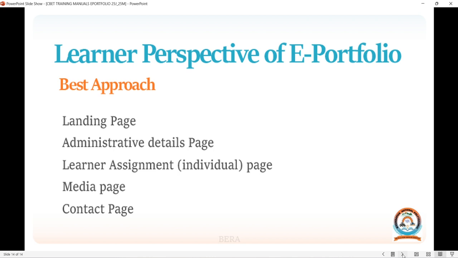In the second part, which I'm going to share with you, I will show you how to design and build your e-portfolio using the approach we have discussed here: the landing page, the administrative details page, the learner assignment pages, then the media page, and lastly the contact page.